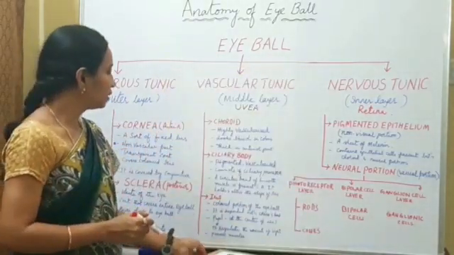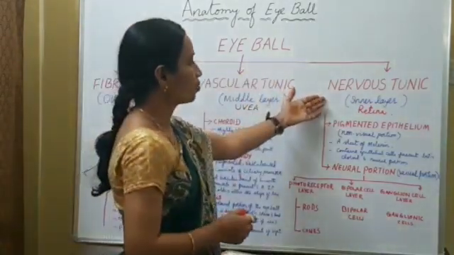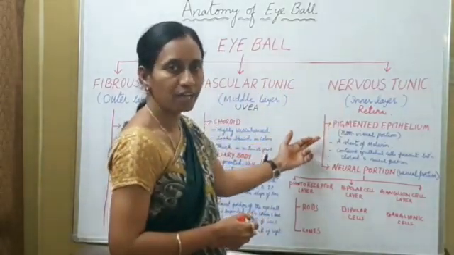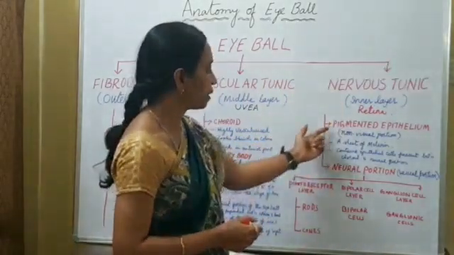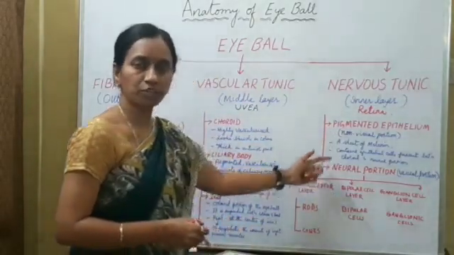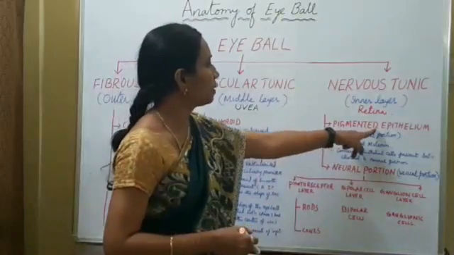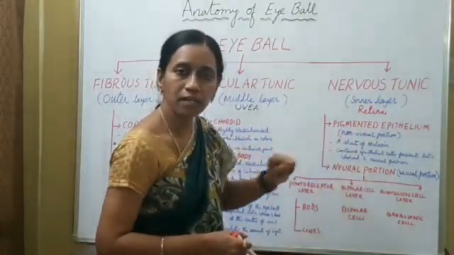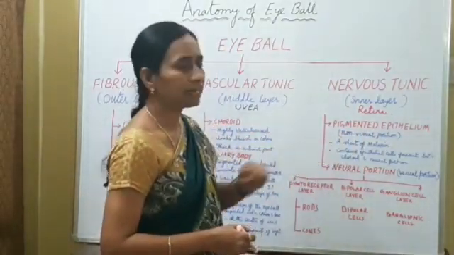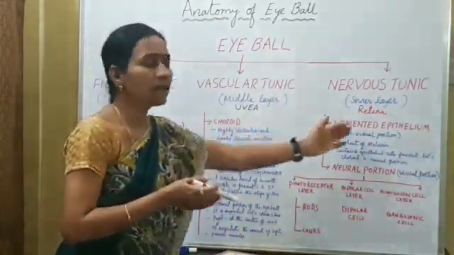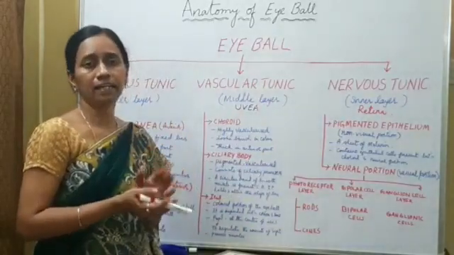The next part is the nervous tunic. This is the inner layer and is called the retina. It is again divided into two parts, the pigmented epithelium and the neural portion. This is the non-visual portion, and this is the visual portion. As it is named pigmented, it possesses melanin pigment and contains epithelial cells which are present between the choroid layer and the inner retina layer.